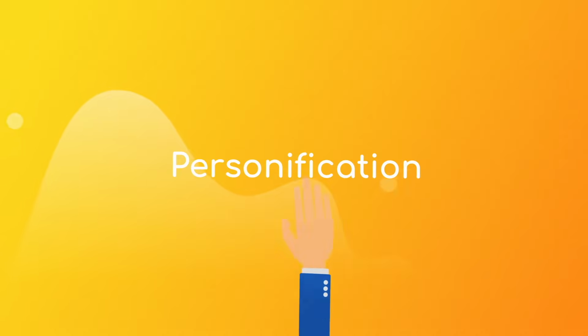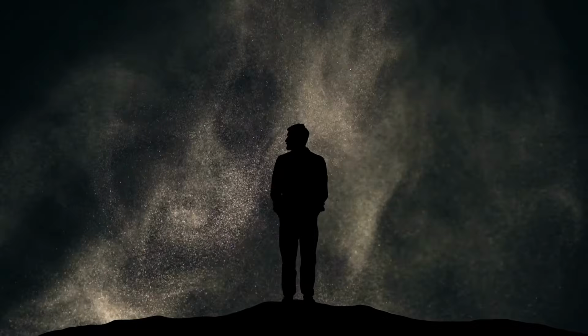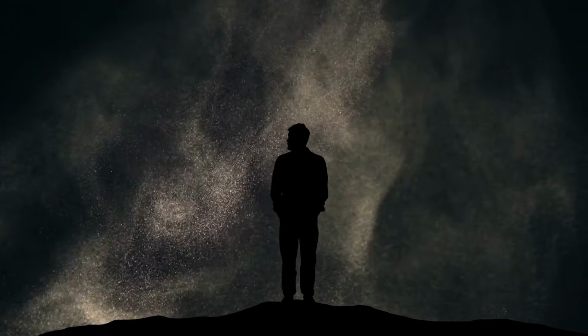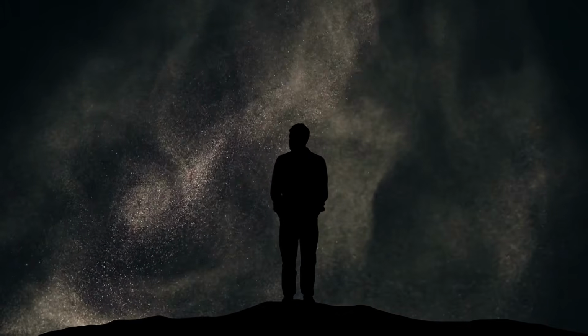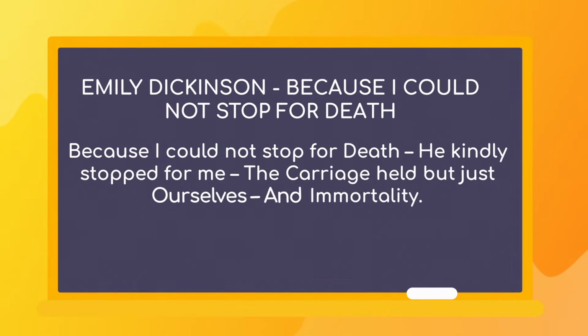Next up, personification. Personification is the poetic device that gives ideas, objects, or animals human characteristics. The purpose of personification is to connect the reader to ideas that can be challenging to understand. Emily Dickinson uses personification here to make death a little bit easier to understand.